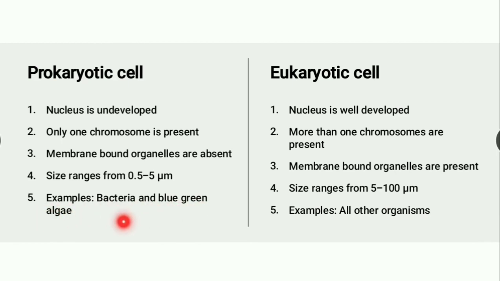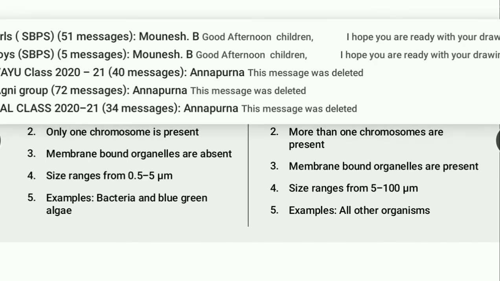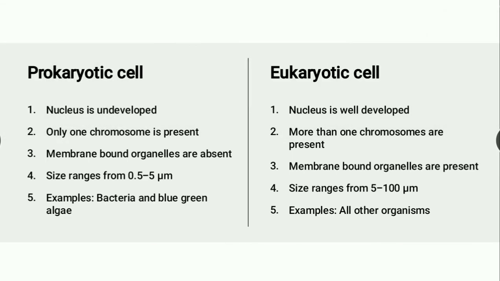These bacteria and blue-green algae are recognized as very primitive organisms, before the animals began to live on the earth. Who was there? These bacteria and blue-green algae were there. Understood? They were the older living organisms. That's why their nucleus is undeveloped. But here the nucleus is very well developed.